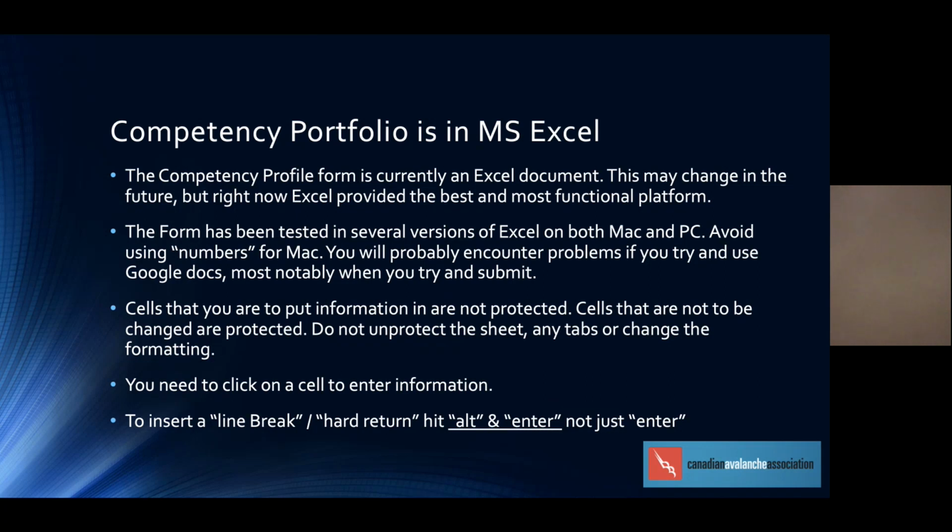For Excel, you do need to click in a cell to be able to enter information. You can either enter that information directly into that cell once you've clicked on it, or in the banner at the top of the sheet. One of the bigger differences folks find compared to word processing programs is that to get a line break or a hard return, you need to hit Alt and Enter and not just Enter. If you just hit Enter, it's just going to bump you down to the next cell. So if you want to have a break in your paragraph, start a new paragraph, Alt and Enter is the key.